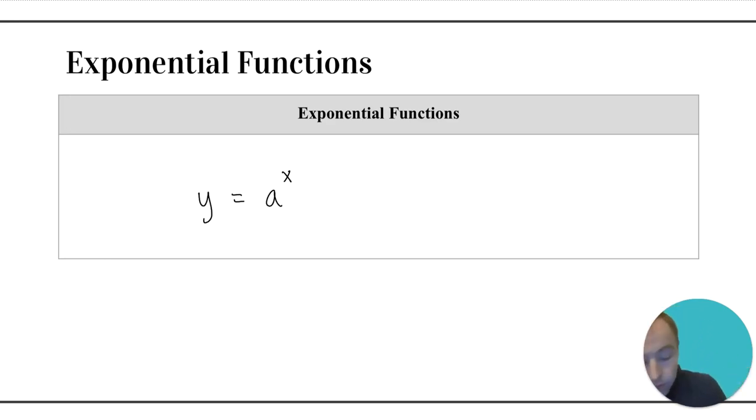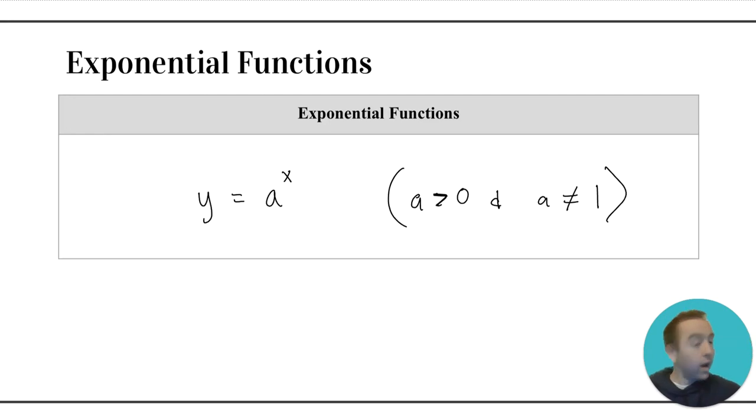Now it actually turns out that you do need that base of the power to be a positive number. And also, it would be kind of ridiculous to make the base be 1 because 1 to the x, no matter what x is, is basically always going to be 1, right? So then it wouldn't really be anything fancy, because it would just be a constant function.